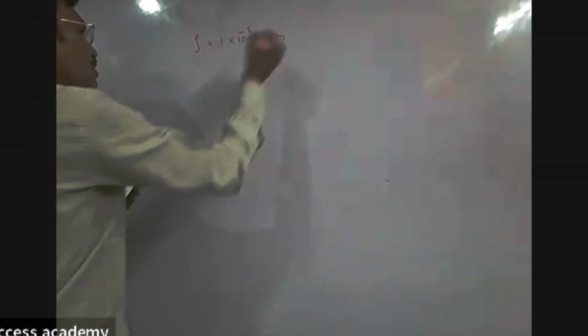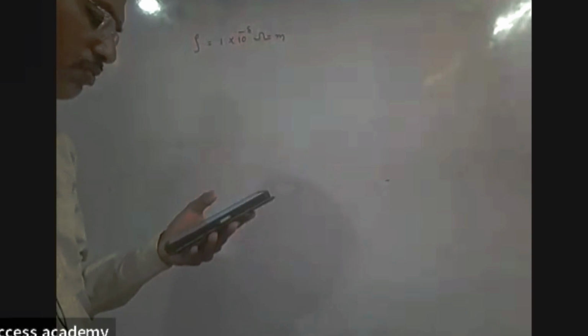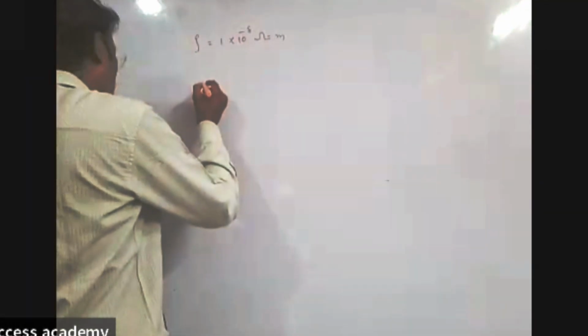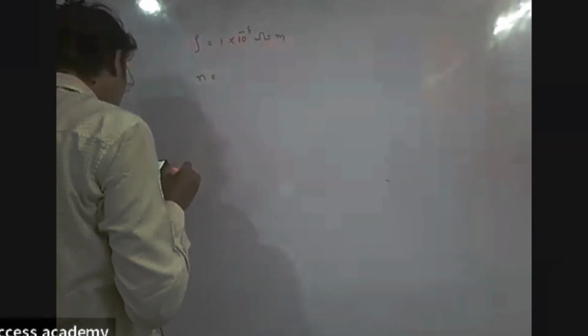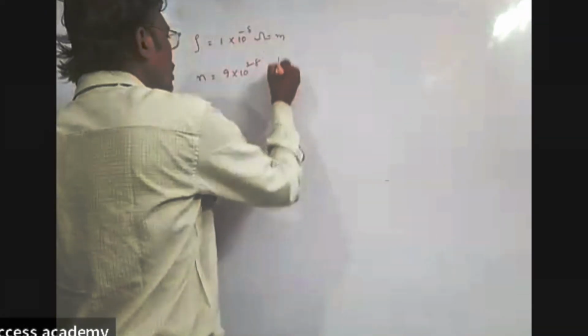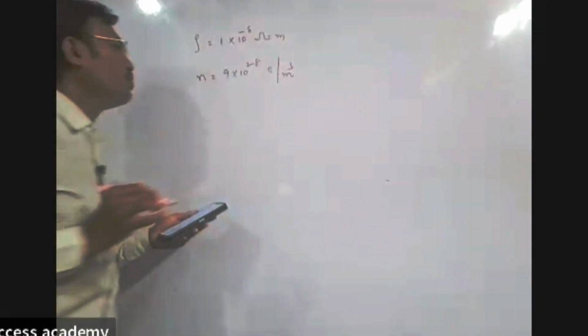So anyway, the resistivity rho is given in the problem, 1 into 10 power minus 8 ohm meter. Okay, and then it contains 9 into 10 power 28 electrons. So here the concentration of the electrons given in the problem is 9 into 10 power 28 electrons per meter cube.